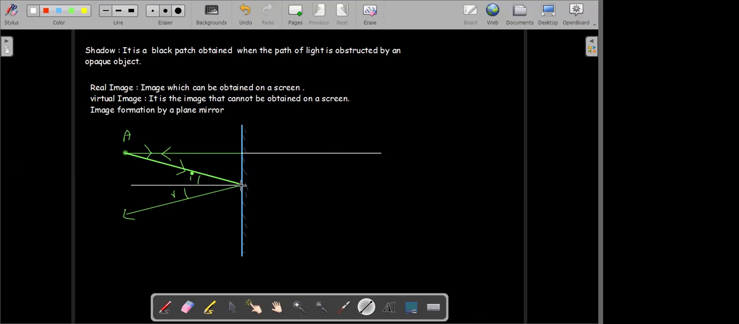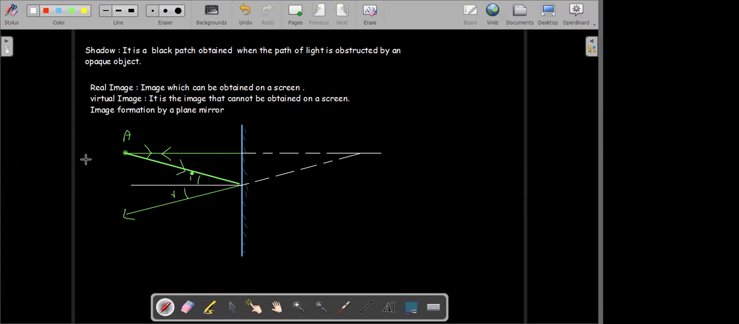Extend this in the backward direction. I extend this reflected ray also in the backward direction. So the two rays of light are actually not crossing the mirror. Okay, the rays of light are not crossing the mirror, but they appear to meet at a certain point. It seems that the two light rays are coming from some common point, right?